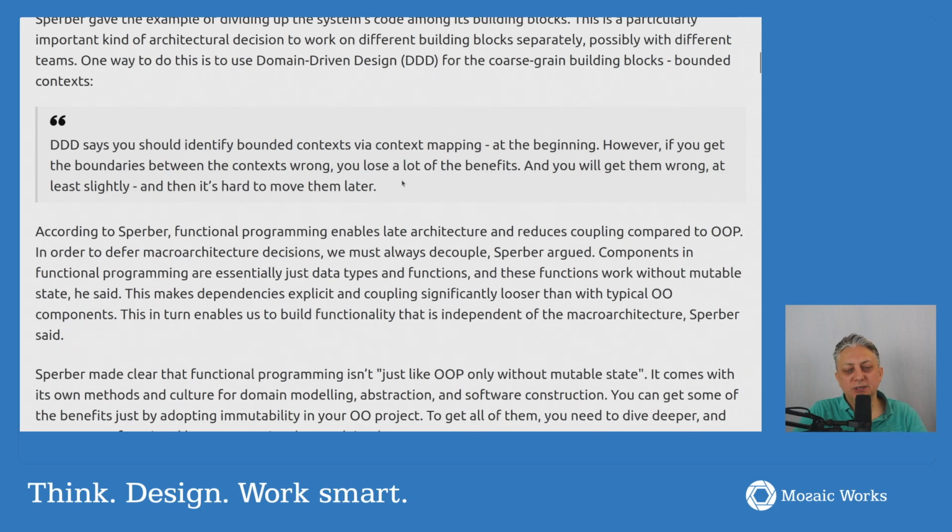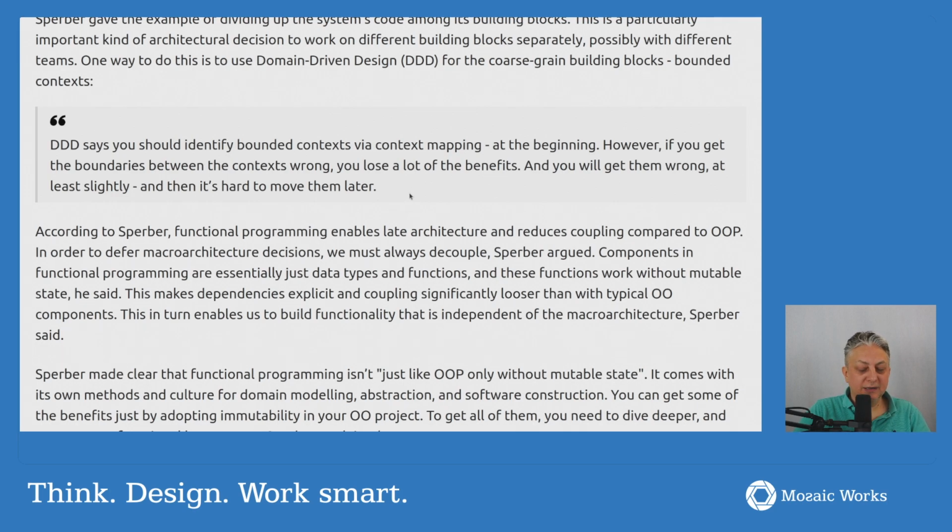One way to do this is to use domain-driven design for the coarse-grained building blocks, bounded context. DDD says you should identify bounded context via context mapping at the beginning. However, if you get the boundaries between the contexts wrong, you will lose a lot of benefits. And you will get them wrong, at least slightly, and then it's hard to move them later.